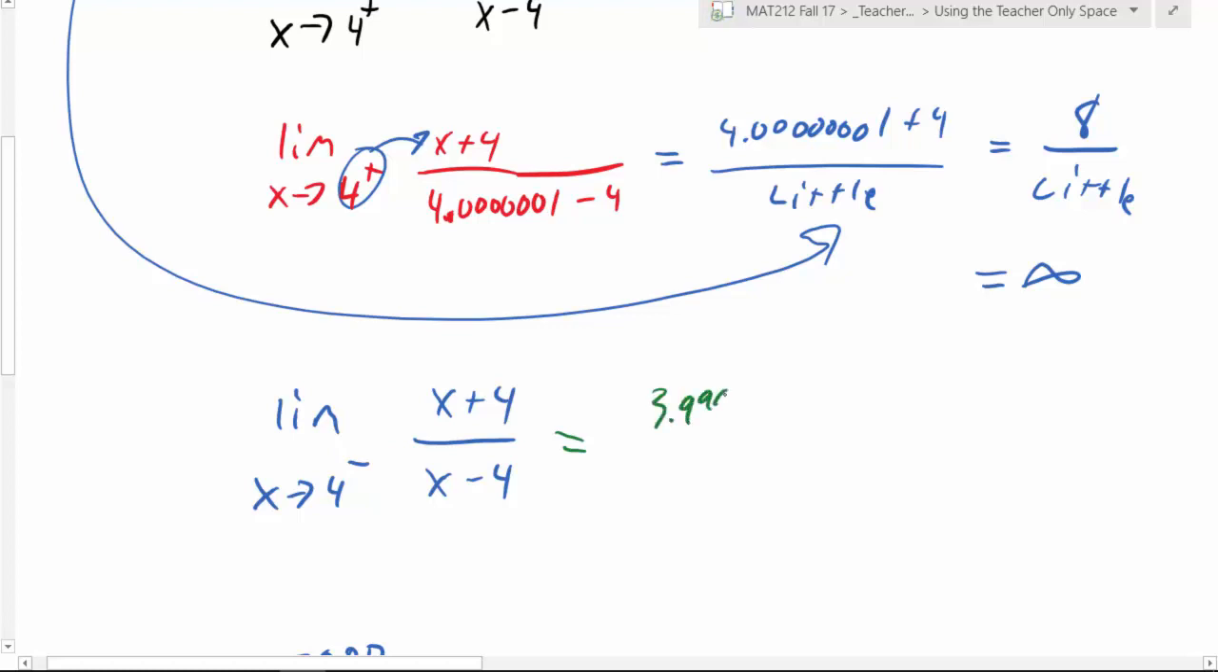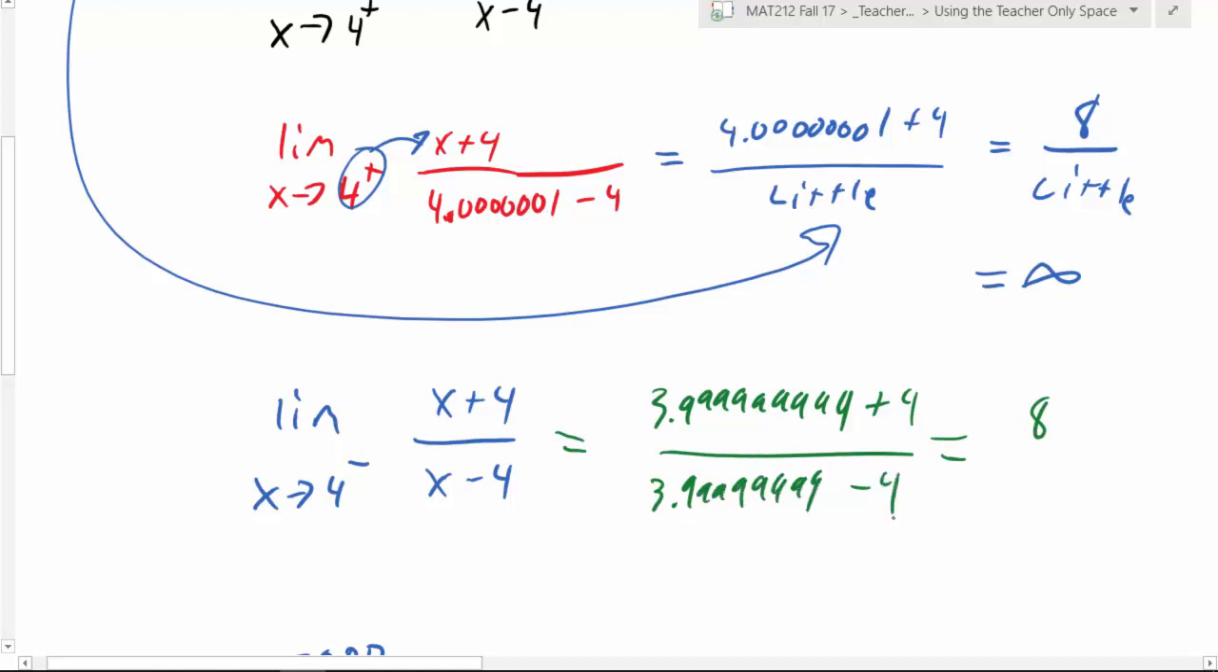So 3.9999999 going on forever plus 4, that is basically 8 in the numerator, and 3.9999999 and so on and so forth, minus 4 in the denominator. You can see here, 3.999 minus 4. Well, 4 is bigger than this, right? So therefore, 3.999 minus 4, that makes a negative value, and it is a negative 0.000000001, or aka little.